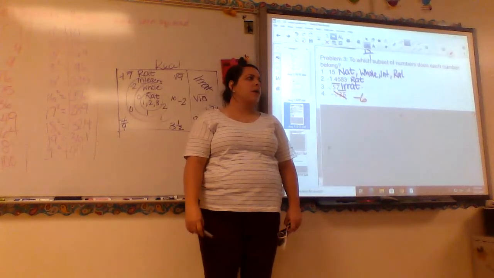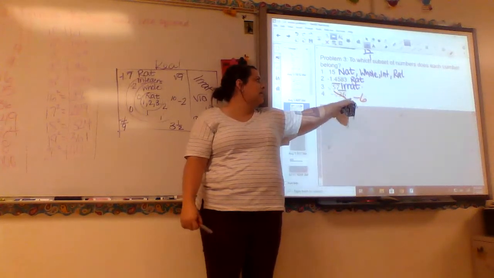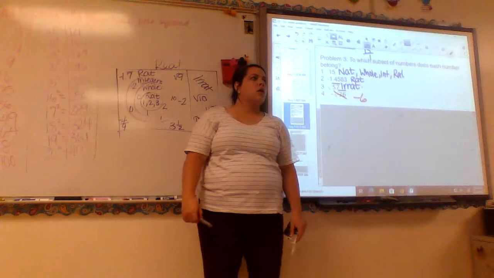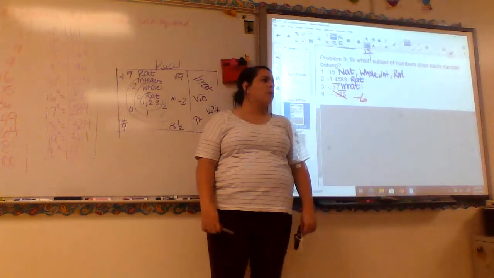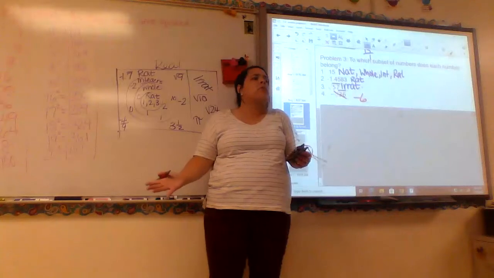Yep. All right, so here's my question. Is this a positive counting number? No. Which means that knocks out natural and whole, right? Because natural and whole are both positive counting numbers. One includes 0, one does not.